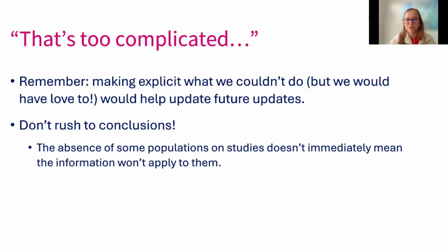And so one of the examples that Jordi likes to use is the COVID vaccine reviews, because people who were immunocompromised were excluded from most of the COVID vaccine primary studies, but the results of the review didn't say that the evidence wasn't generalizable to them. And then we did roll out vaccines that included those populations.